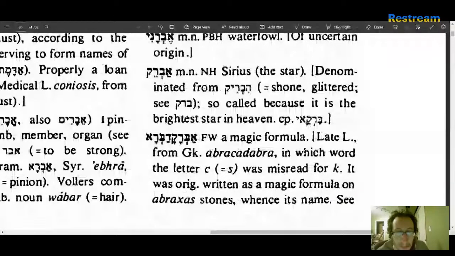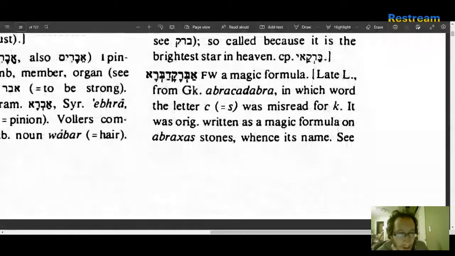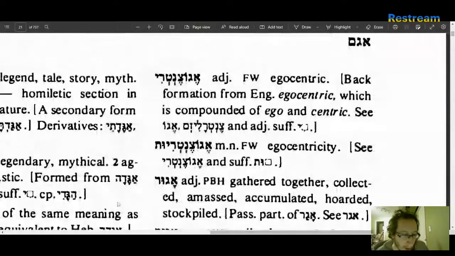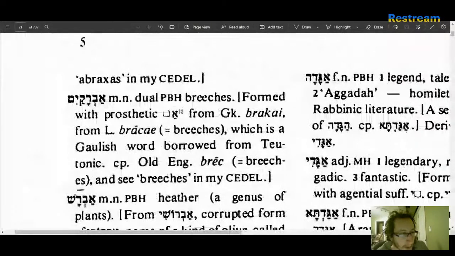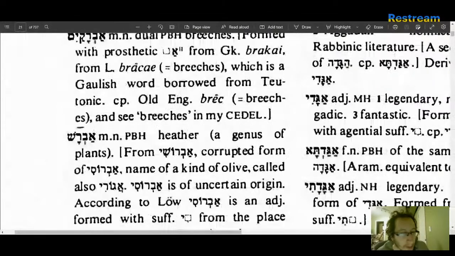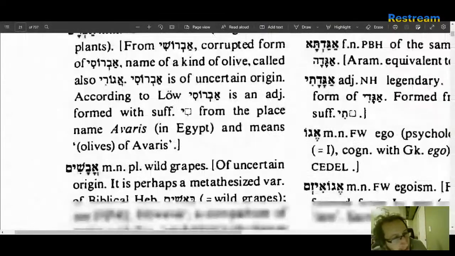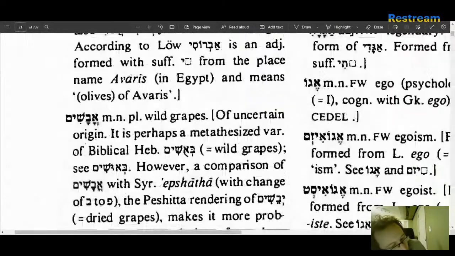So abrak. These are all loan words. Abracadabra. Okay, that's a modern Hebrew. This comes from the Greek word. Yeah, so a lot of these, this dictionary includes modern Hebrew words. It basically includes all Hebrew words.